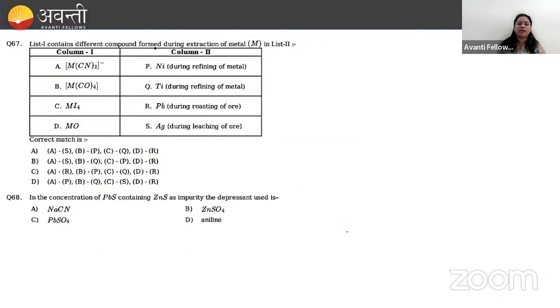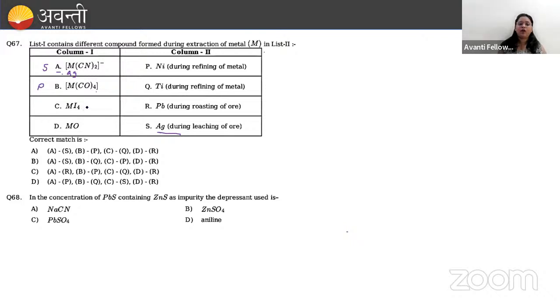List 1 contains different compounds formed during extraction of the metal in the second list. Okay. So which metals are found in which case? That we need to consider here. So here we have M(CN)2 minus. For A, our answer is Ag. Ag is found during leaching of the ore and it forms in this form. So Ag comes here with CN2 minus. Okay. So here it is S. M(CO)4: here the metal carbonyls are formed by nickel compounds. So for B it is P. Ni(CO)4.